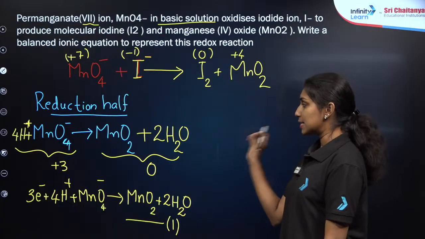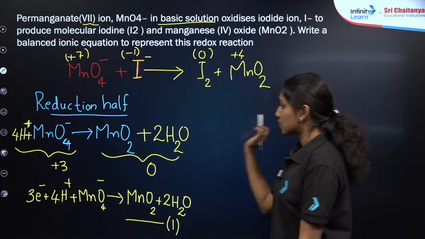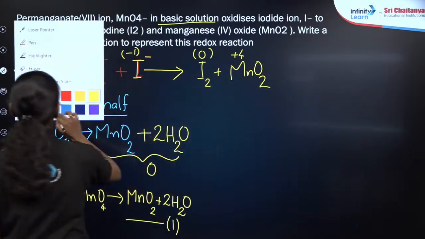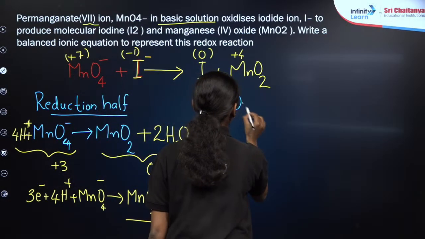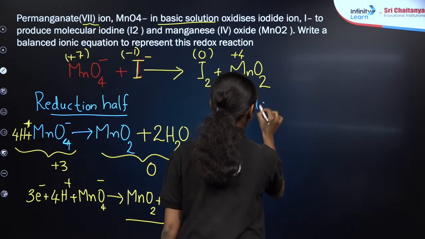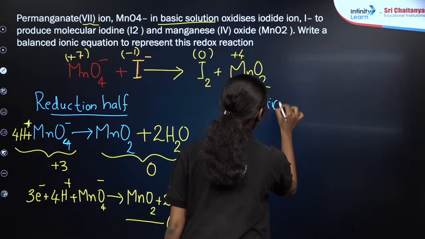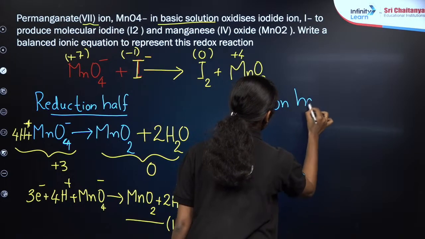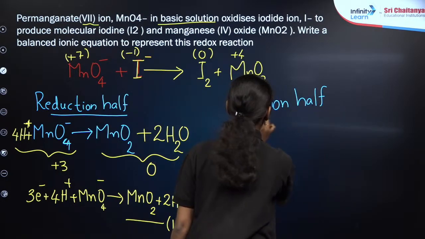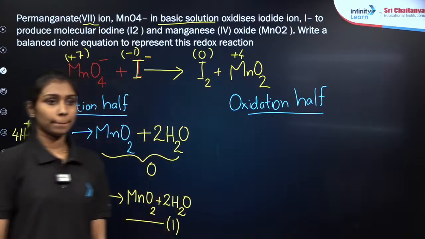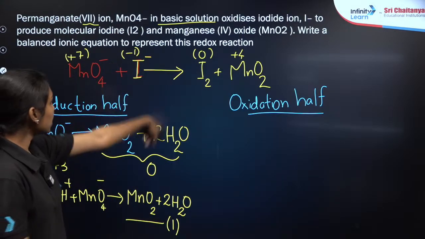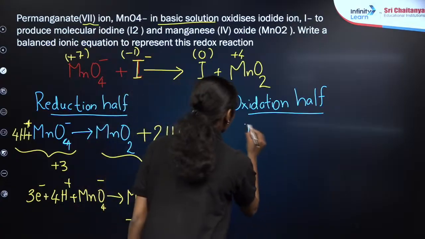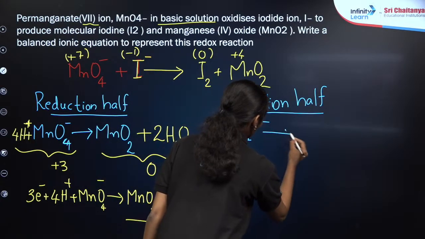Similarly, you have to do the balancing for the oxidation half also. I will write the oxidation half here. Which is the oxidation reaction here? I minus is changing from minus 1 to 0, right? I minus gives I2.